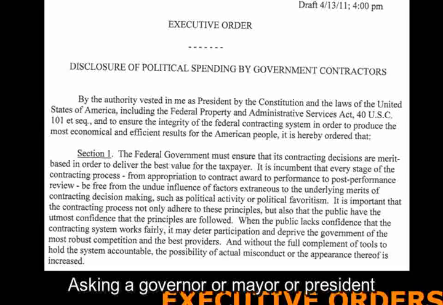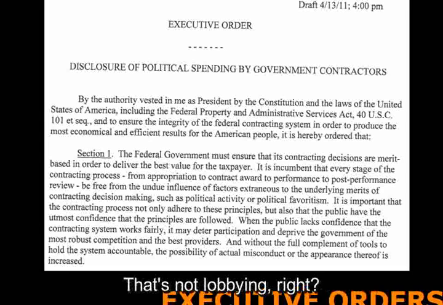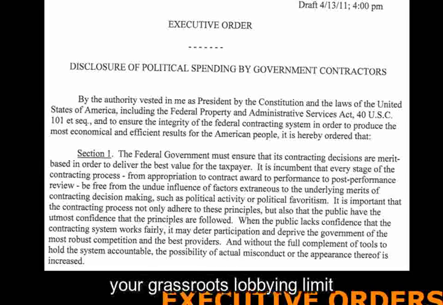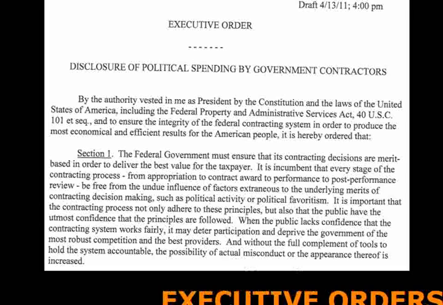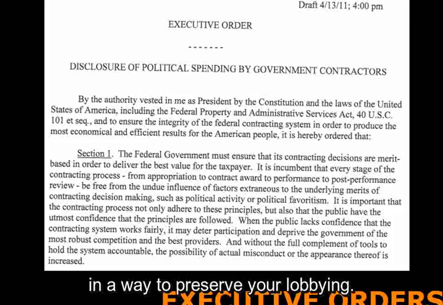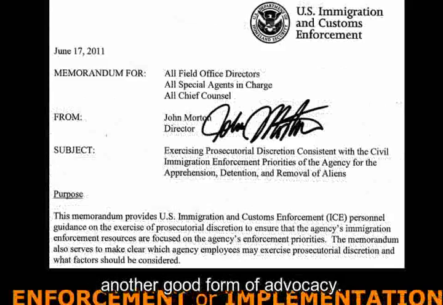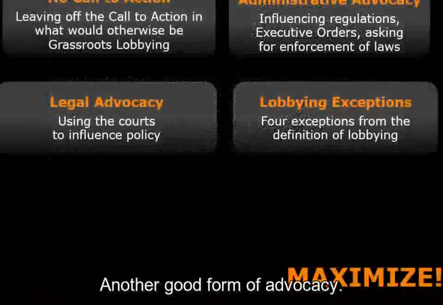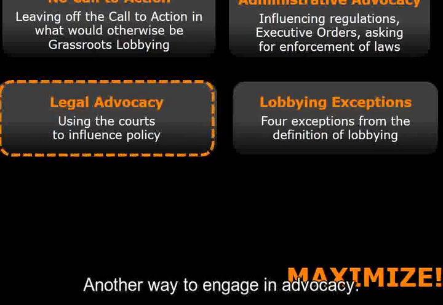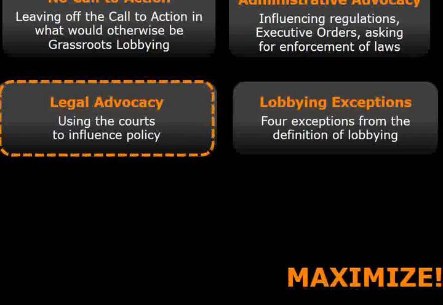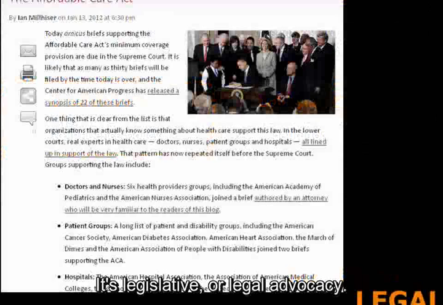And asking a governor, mayor, or the president to sign an executive order, that's not lobbying, right? So you wouldn't have to count that against your lobbying limit. It wouldn't go towards your grassroots lobbying limit or your direct lobbying or your overall lobbying limit. It's a great advocacy tool and way to preserve your lobbying limit. And then here we have litigation, another good form of advocacy. Filing amicus briefs, for example, is legislative or legal advocacy.